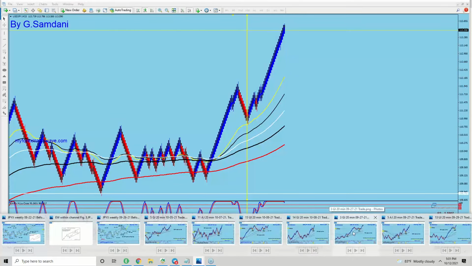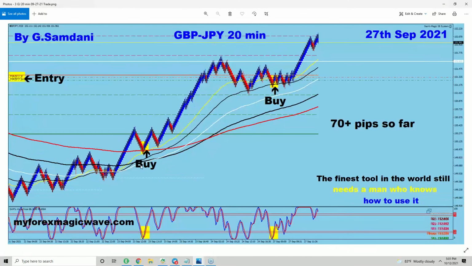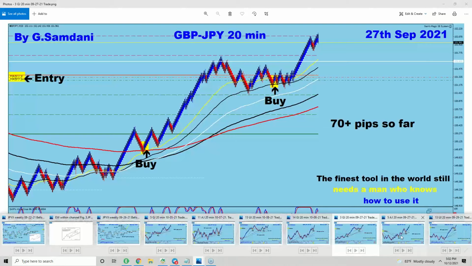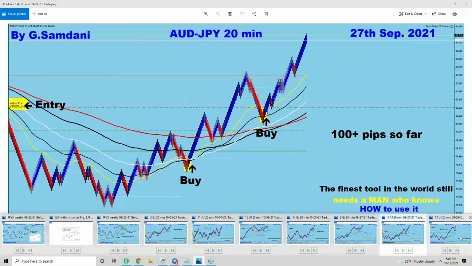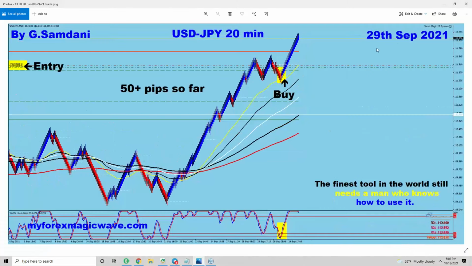For example, September 29, pound yen. This was a trade as well, right? I couldn't find the chart where that was, I lost it. So this was a nice trade, and then again on the 27th, it went up, right? And the next one you can see here, AJ on the 27th as well. This was the trade, all on the long side. Then on the 29th I had USD yen, a big move already, but I caught a little bit after that because it didn't give me any entry here.